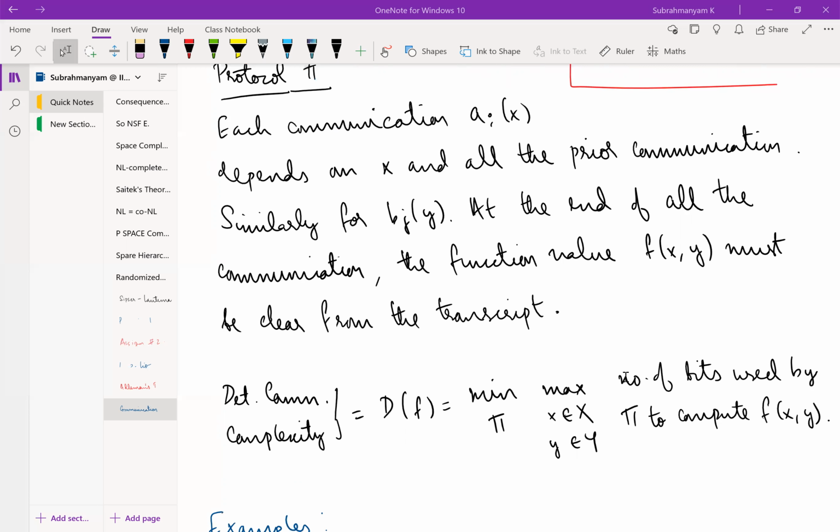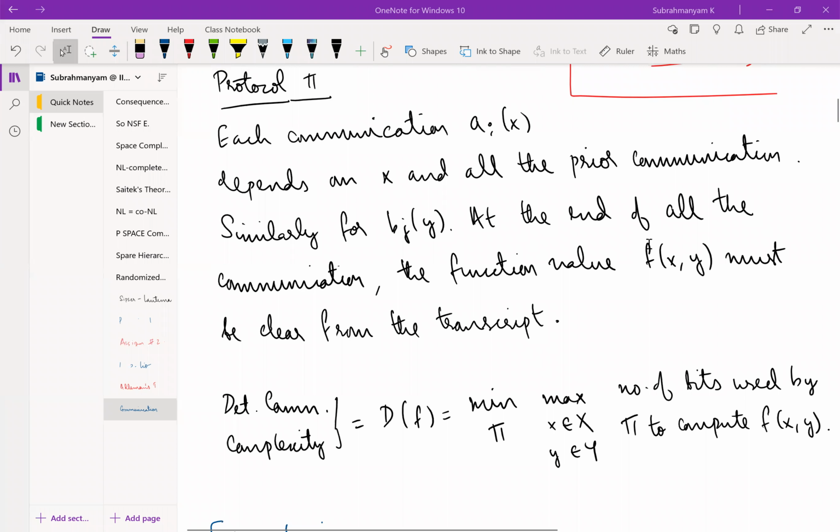So, the deterministic communication complexity of a function f. So f has two arguments, right? f of x comma y. For a given protocol, what is the cost of the protocol? The cost of the protocol is the maximum communication that happens between Alice and Bob in terms of number of bits. Pi is a notation used to denote a protocol, right? So the number of bits used by the protocol pi to compute f of x, y. And the cost of the protocol is the maximum that it takes over all the input pairs. It is possible that for some input pairs the protocol decides very quickly, and for some input pairs the protocol takes more communication to determine f of x, y. So here we take the maximum.